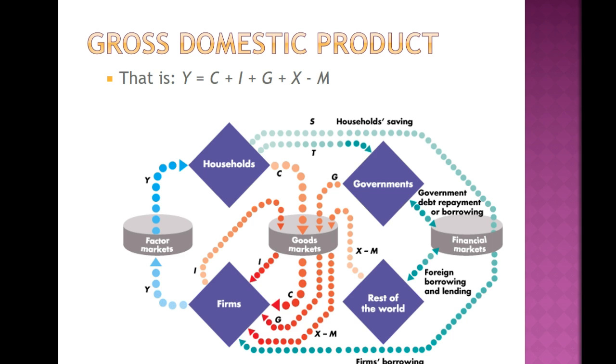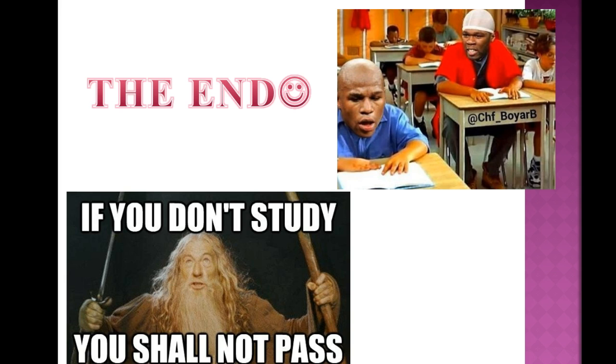So Y equals C plus I plus G plus X minus M. That's the equation. And it should be written in the top right of your worksheet, you'll notice.